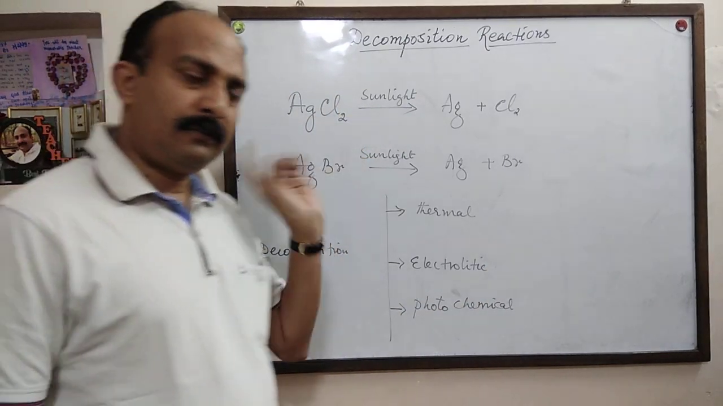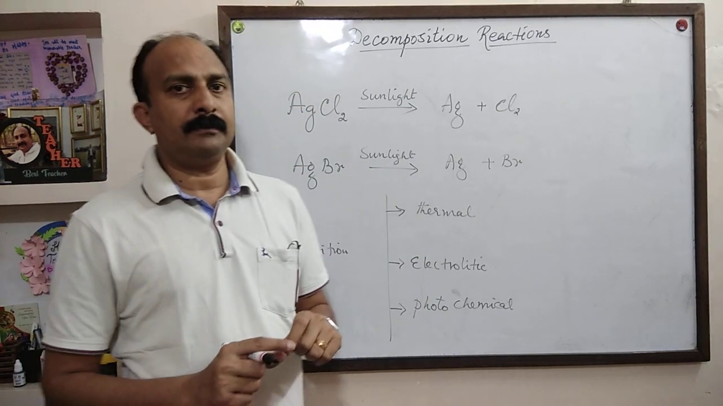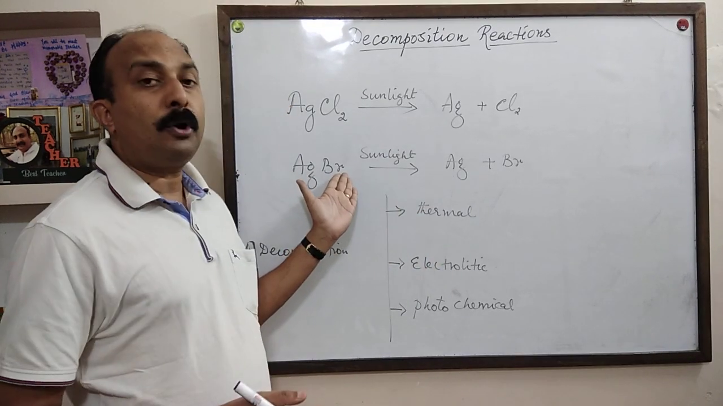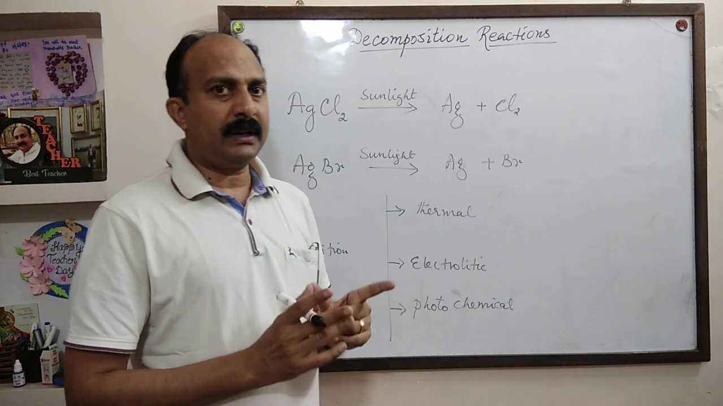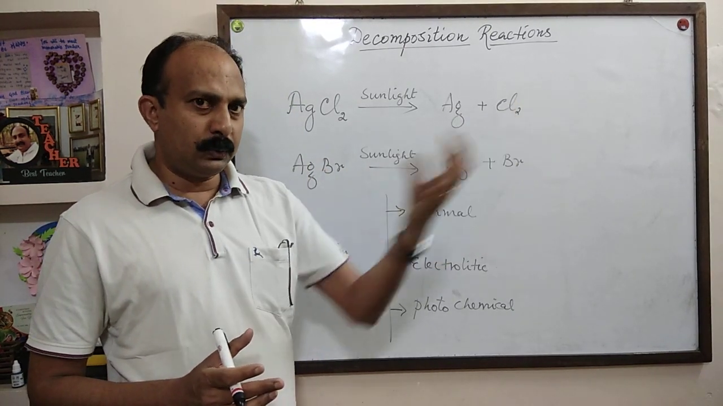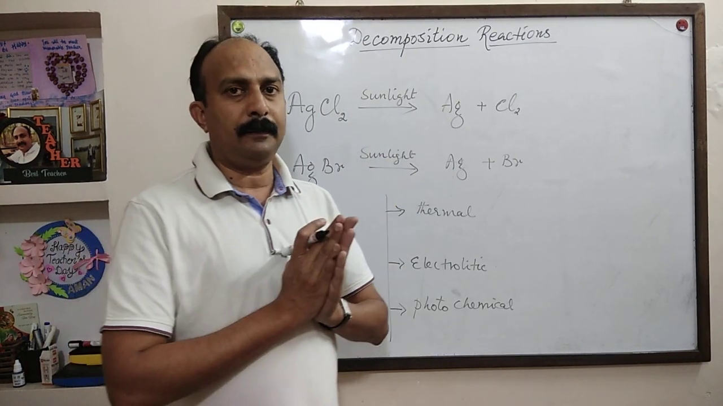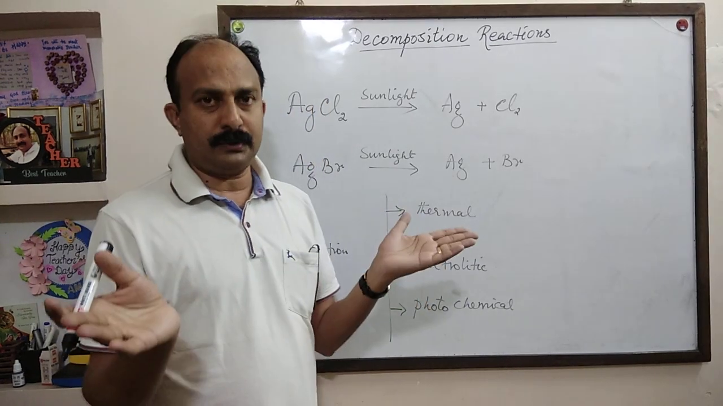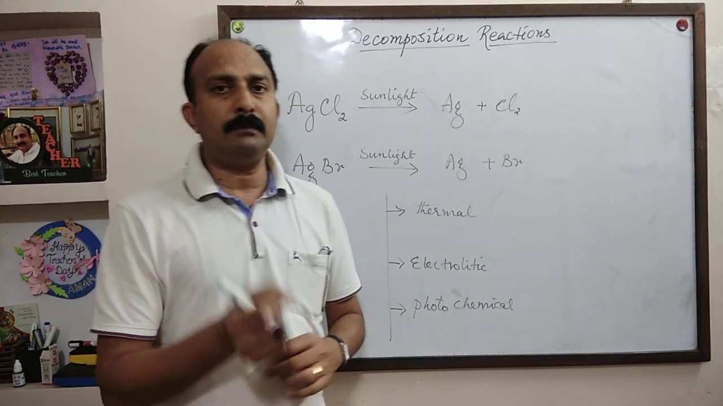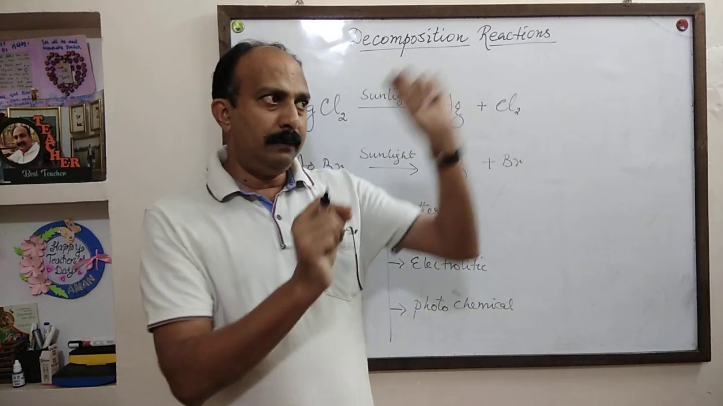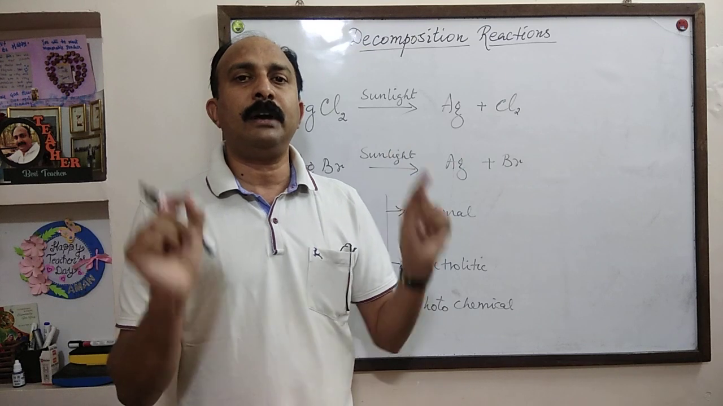Actually, this reaction is used in black and white photography. The photographic film is coated with silver bromide. When the shutter of the camera opens for a second, sunlight enters through the shutter and falls on this silver bromide coated photographic film. So this silver bromide gets exposed and decomposed into silver and bromine, and the image of the object from where the sunlight comes will be formed on that photographic film.